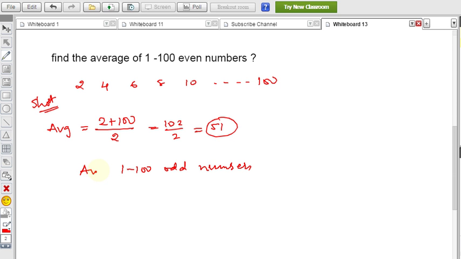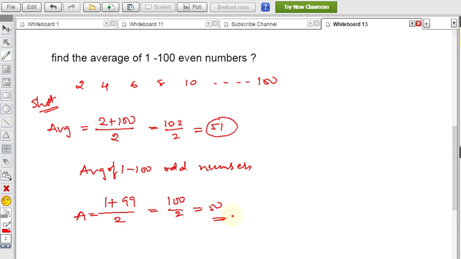Find the average of odd numbers from 1 to 100. The first odd number is 1 and the last odd number is 99, because 100 is even. Add them and divide by 2. That is 100 divided by 2, which is 50. So 50 is the average of the odd numbers from 1 to 100.